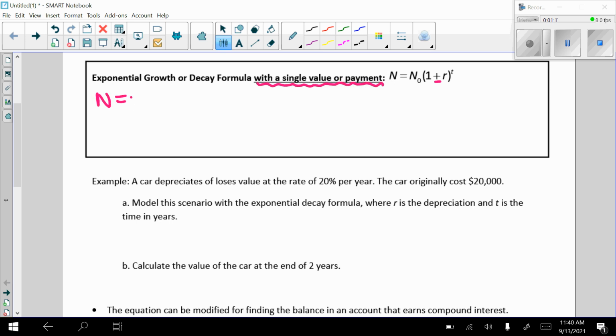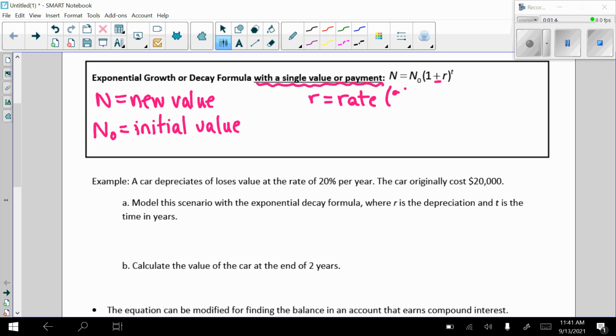First of all, the N on the left will be the new value of your item or money that you put in the bank or whatever after an indicated amount of time. N sub 0 represents the initial or starting value of your item or your bank account or whatever. R is the rate of growth or decay.